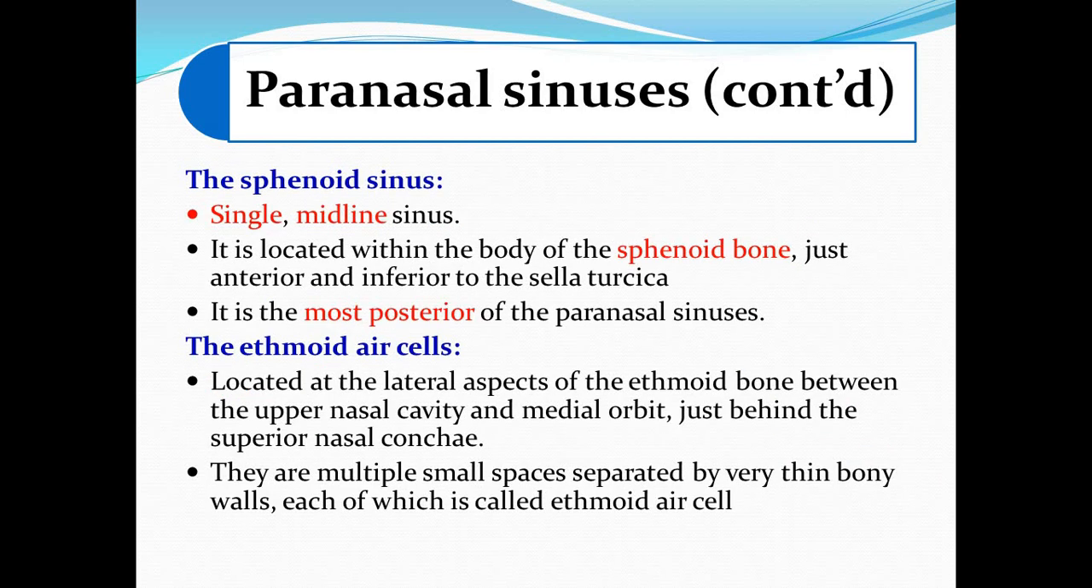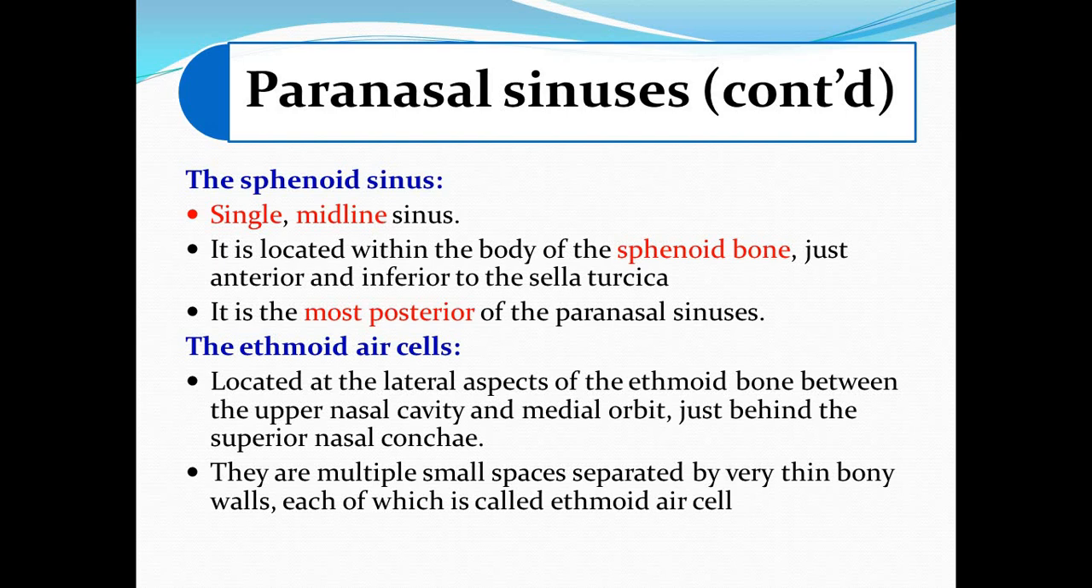The sphenoid sinus is a single midline sinus. It's located within the body of sphenoid bone, just anterior and inferior to the sella turcica and posterior to the nasal cavity. This is the most posterior of the paranasal sinuses. When we talked about the skull base, we pointed to the location of paranasal sinus.